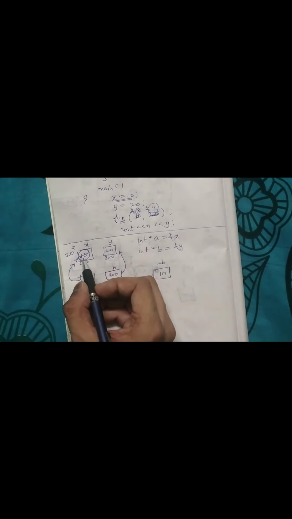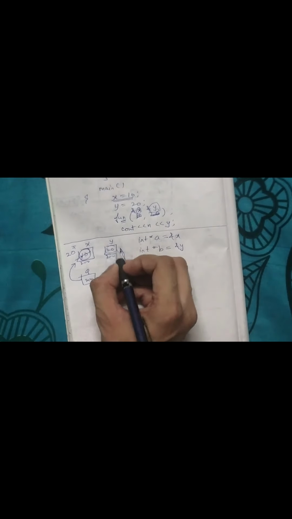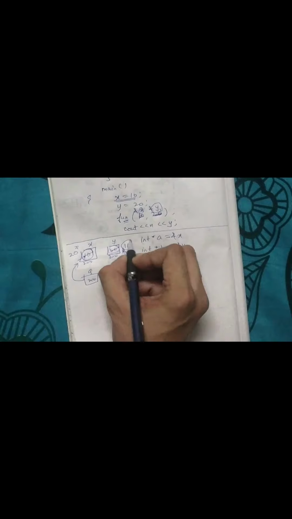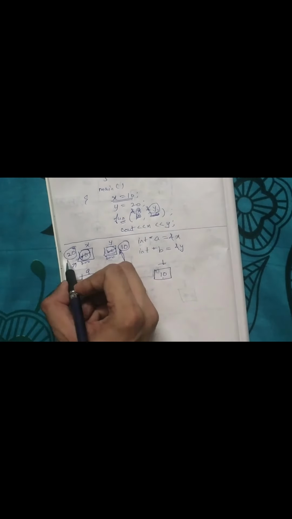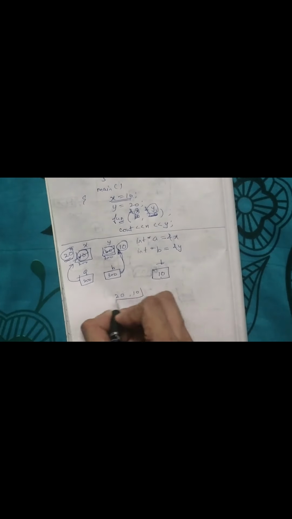Now *b is equal to t, which has 10, so this becomes 10. So now x has become 20 and y has become 10. If you print them, it would give 20 and 10. So this is the main principle of pointers.